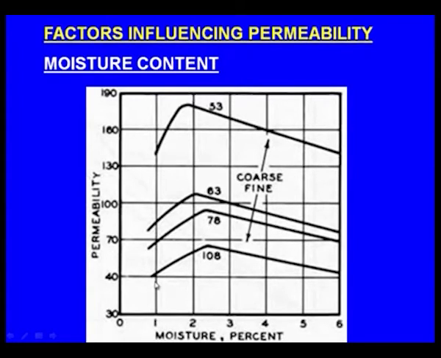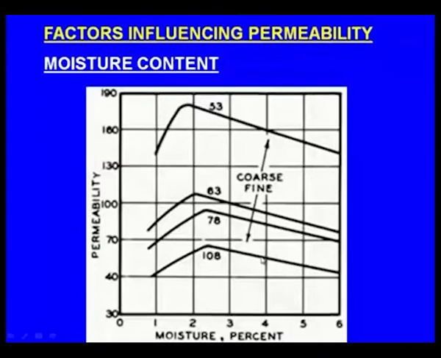When the moisture content is 1%, it is like this, but as we keep increasing, at about 2.5% it reaches the maximum permeability and slowly it comes down. And as the grain fineness number is decreasing, the permeability is increasing.